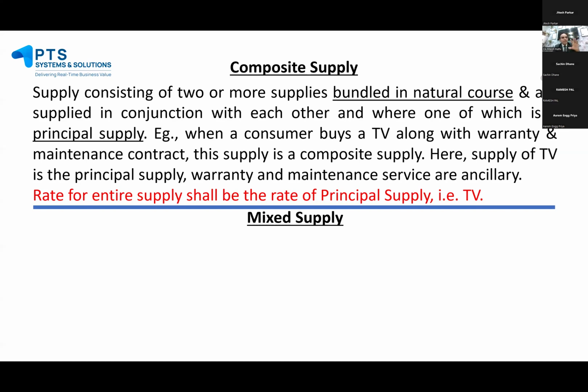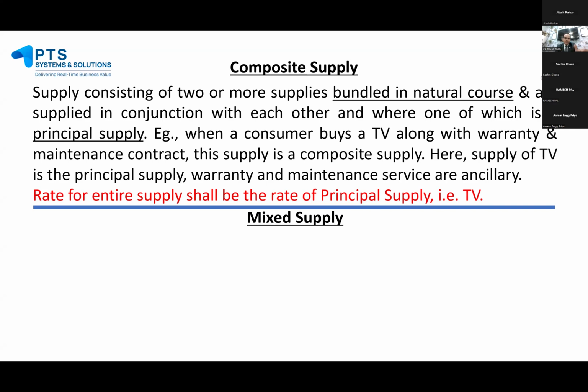I'll give you an example. First of all, what is a composite supply? When two supplies are bundled together, out of which one supply is a principal supply. What do you mean by principal supply? The second supply cannot be sold in individual capacity without the first supply. That is what a principal supply is.